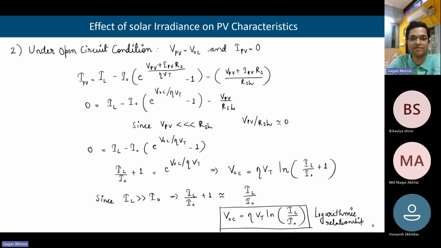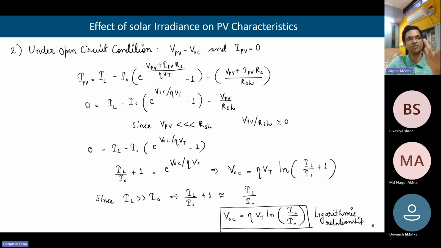Then RSH is in kilo ohms and this is 20-30 volts, so this quantity is very small. So this term we are neglecting. We are left with only these two terms, IL and the diode current. And then if we rearrange the terms, we will finally get this expression.